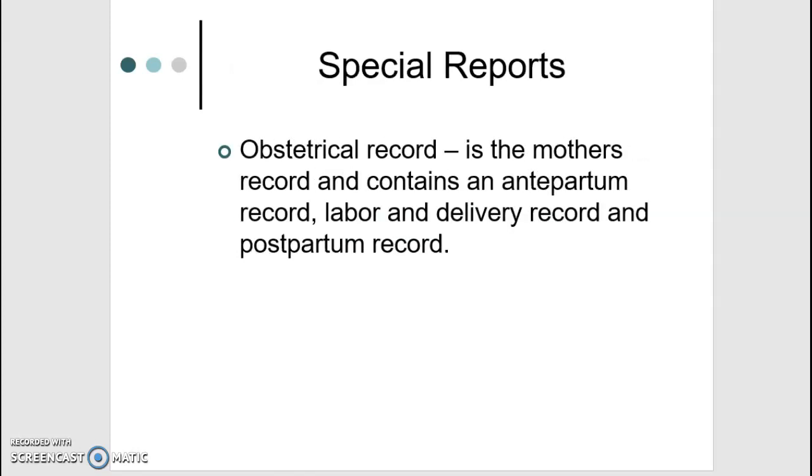Okay, different special reports. We have the obstetrical record. This is the mother's record, and this contains the antepartum record, which is anything before the mother goes into labor. So the history and physical, monthly visits, bi-weekly visits, weekly visits, and then the labor and delivery record, and then the postpartum record. This postpartum is after the placenta has expelled, and then we're getting into postpartum, which is going to be 6 weeks.